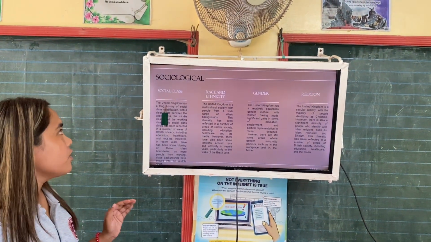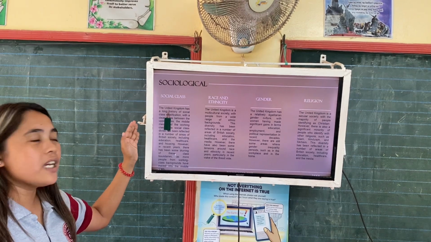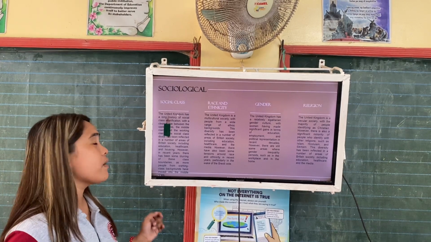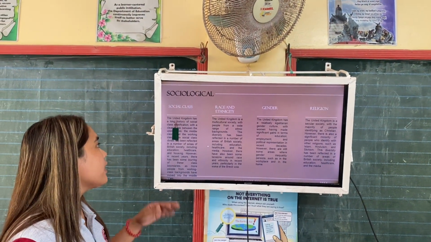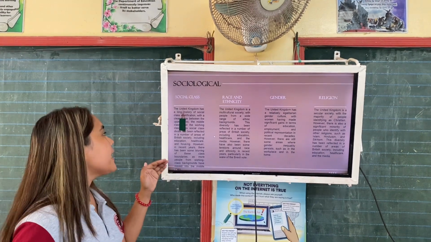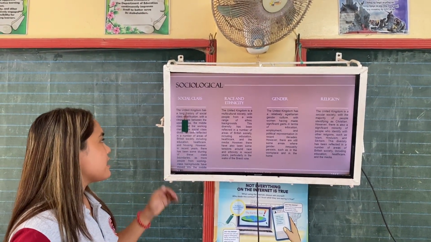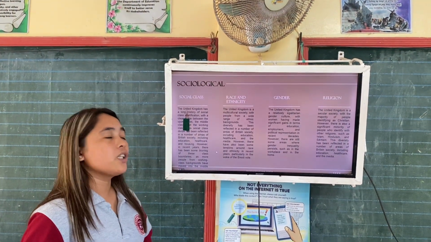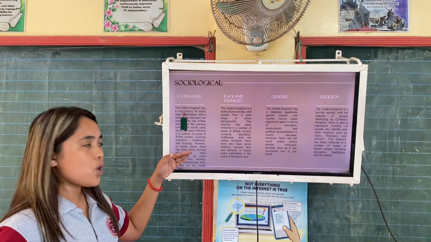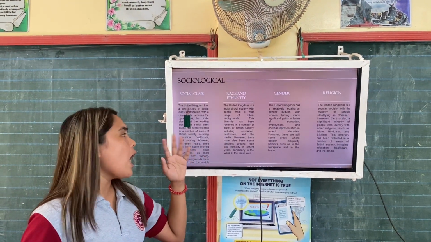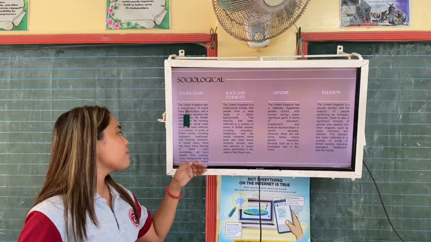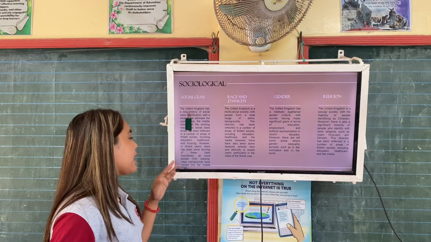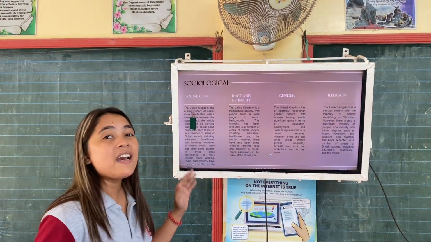And now let's move on to the sociological aspects of the United Kingdom. In terms of social class, the United Kingdom has a long history of social class stratification, with a clear divide between the upper class, the middle class, and the working class. This social class divide has been reflected in a number of areas of British society, including education, healthcare, and housing. However, in recent years, there has been some blurring of these class boundaries as more people from working class backgrounds have moved into the middle class.